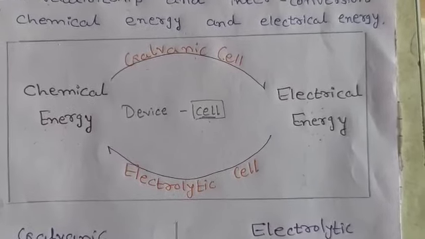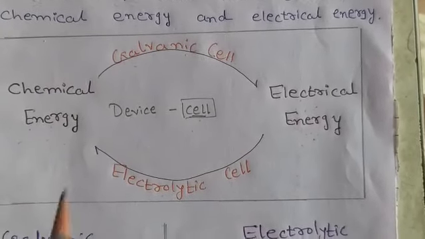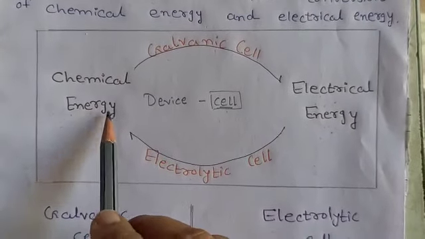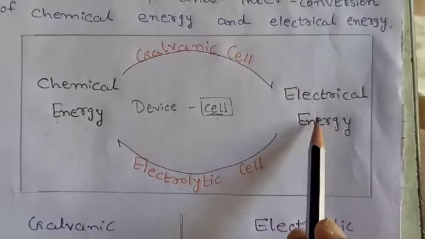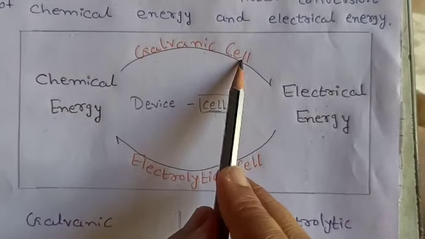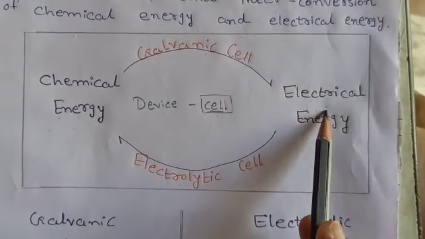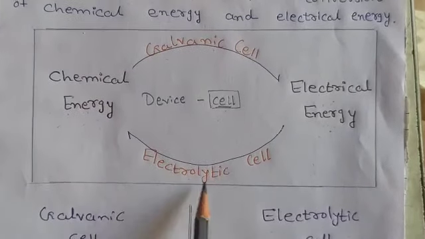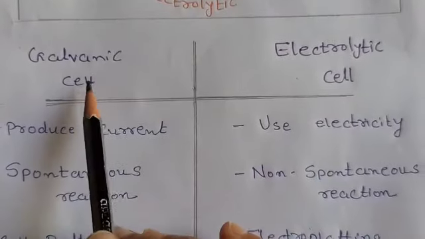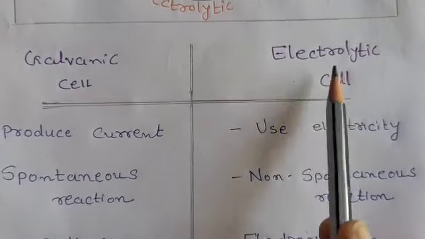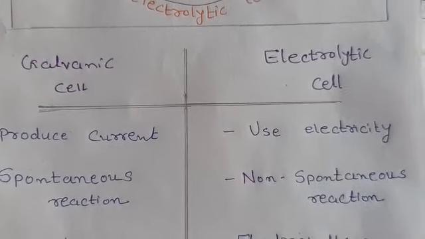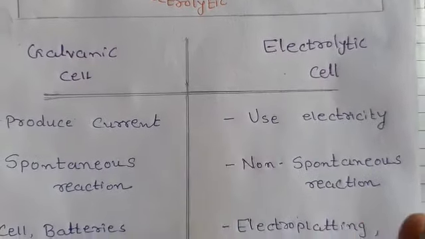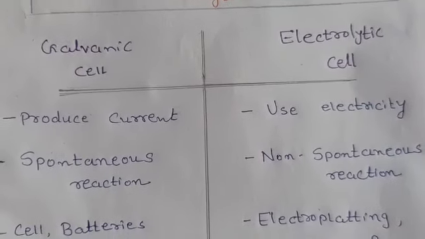For this conversion, we need a device, and that device is known as a cell. If we are converting chemical energy into electrical energy, then this device is known as a galvanic cell. And if we are converting electrical energy into chemical energy, then this device is known as an electrolytic cell. Now we will discuss the main difference between the galvanic cell and electrolytic cell. Further points we will discuss after the study of galvanic cell and electrolytic cell in detail in this chapter.